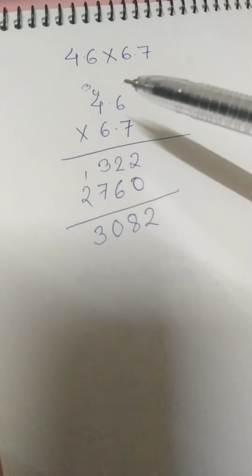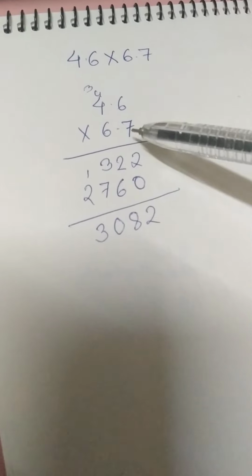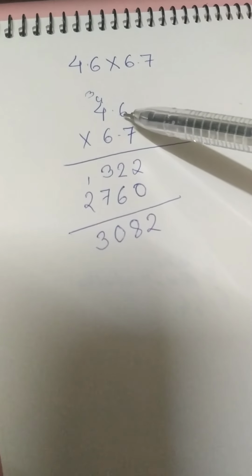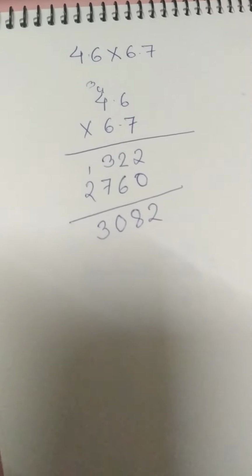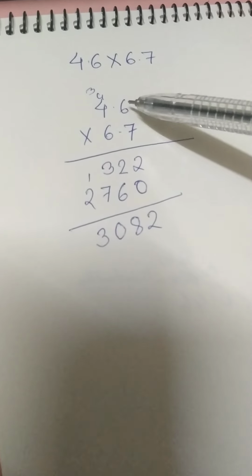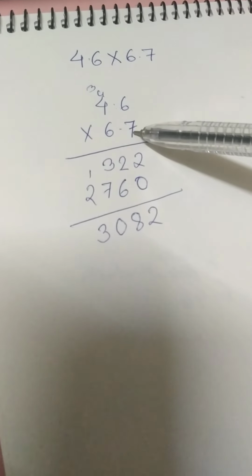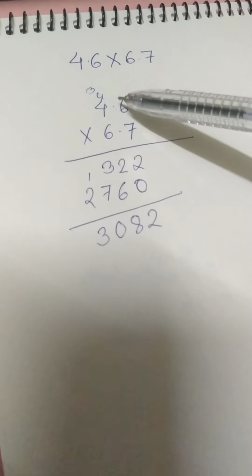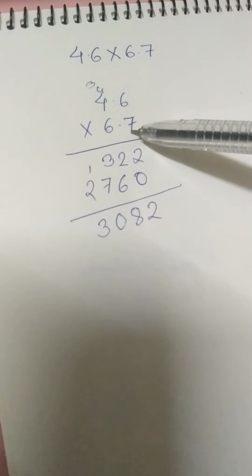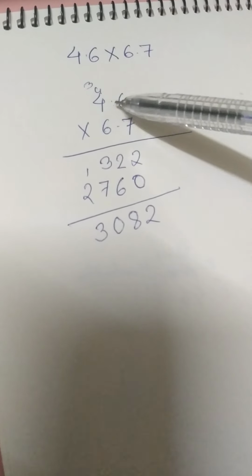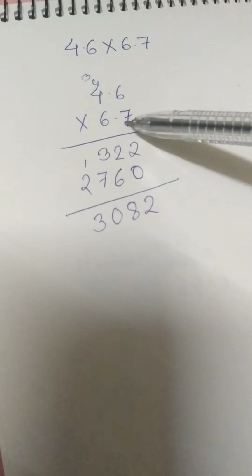Just remember, when you multiply a decimal number with another decimal number, you need to count how many numbers are there after the decimal. Over here you can see after the decimal there is one number, and over here after the decimal there is another number, right? So in total after the decimal how many numbers are there? 1 and 1, got it? In total after the decimal there are two numbers.